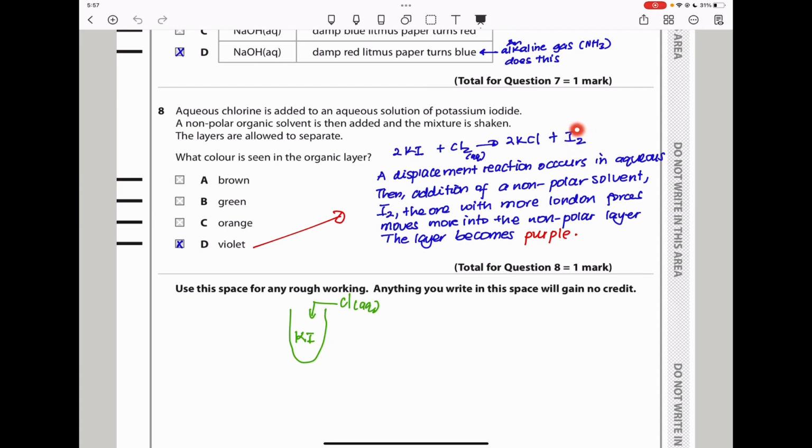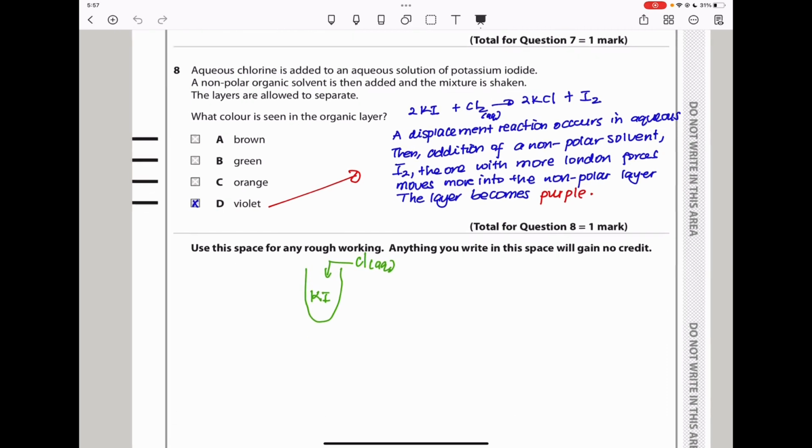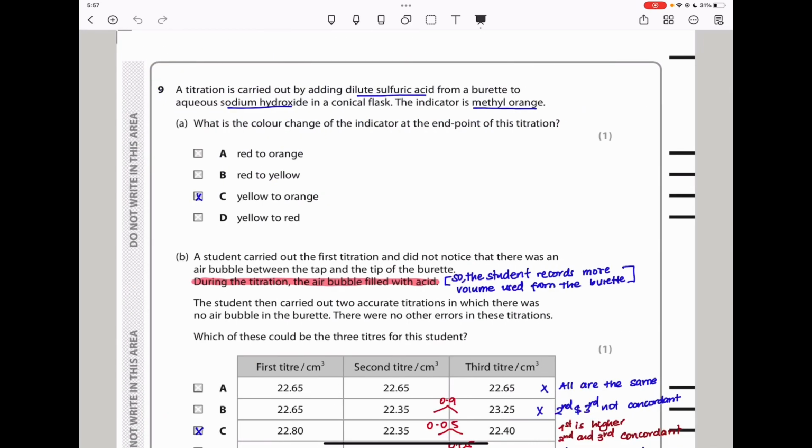So it means the iodine is free in the aqueous solution, and when you add a nonpolar organic solvent, this iodine is going to be more soluble in the nonpolar organic solvent. And everybody knows iodine in an organic solvent forms a purple color, and here the closest was violet, so violet had to be the answer, which is D. Let's move on to question 9.